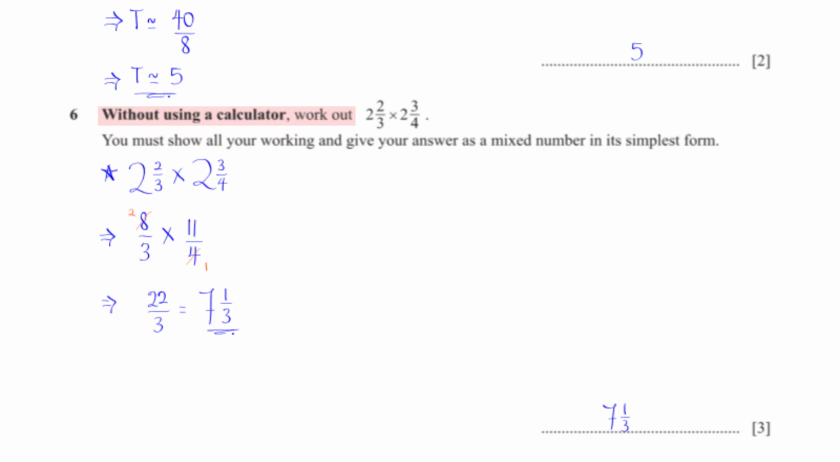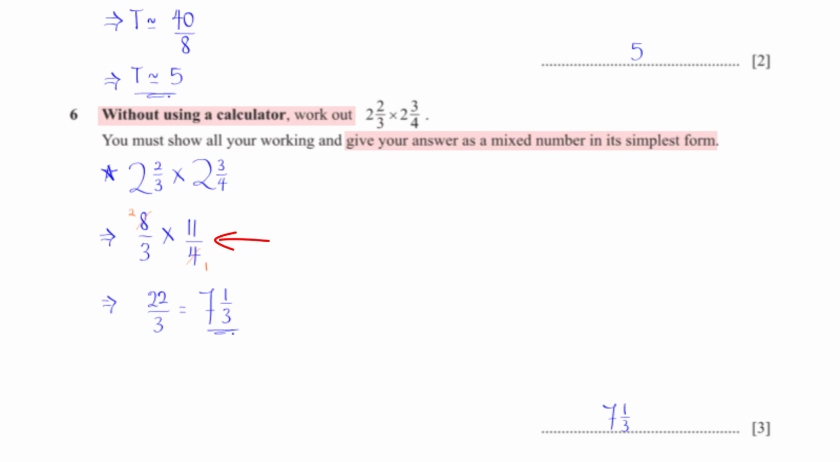Without using a calculator, work out 2 over 3 times 3 over 4. You must show all your working and give your answer as a mixed number in its simplest form. In the first step, we need to convert all the mixed fractions into improper fractions.